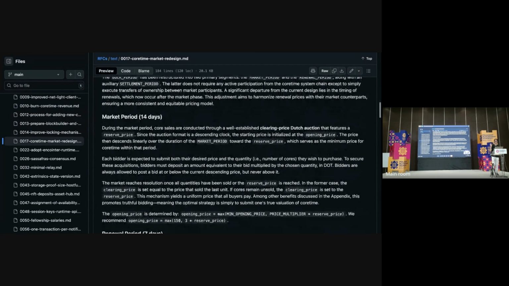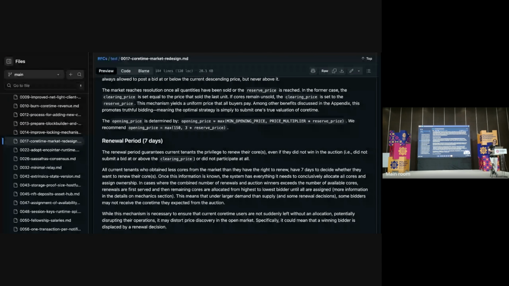And I highly recommend anyone interested in this core time stuff to take a look and read that RFC. It's pretty nicely structured.